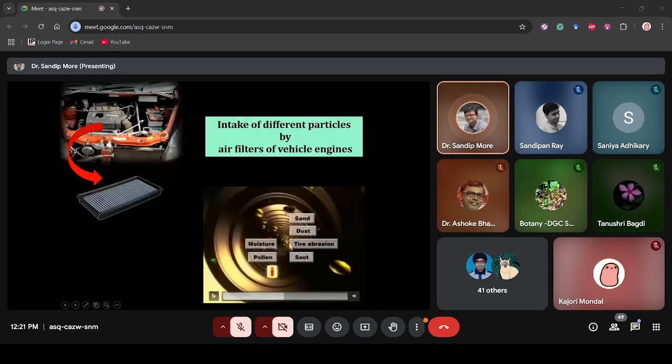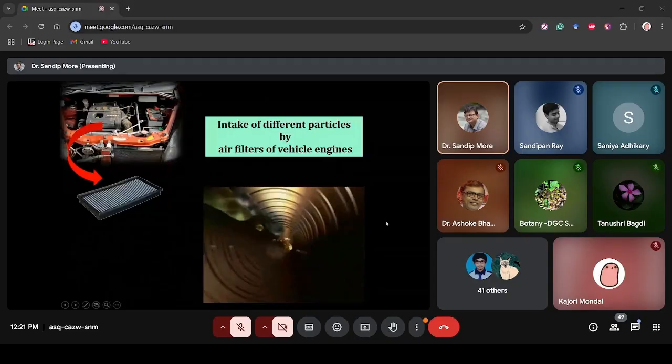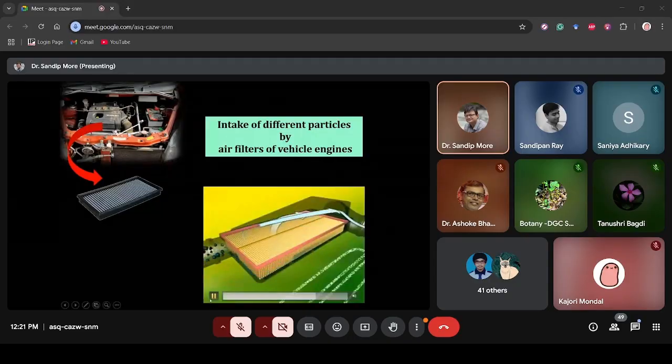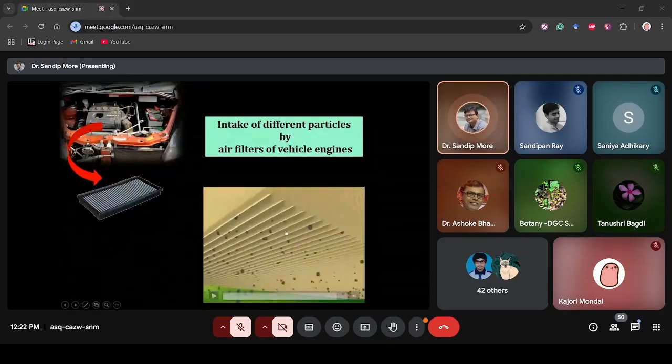So here you can see the air filter can trap moisture, pollen, sand, dust, tire abrasion, and soot. Where is it going? It is going inside the engine. So here you can see all the pollen grains and dust are trapped in the air filter so that it can save the engine of the vehicle. That's why I took the air filter as my study object.